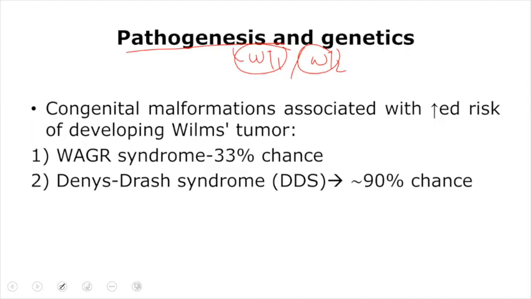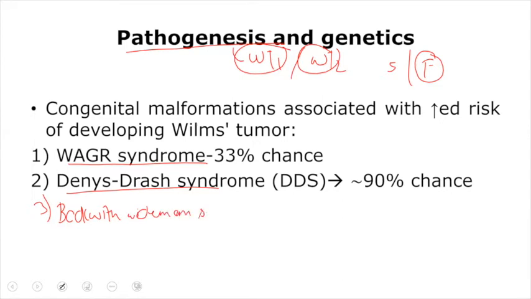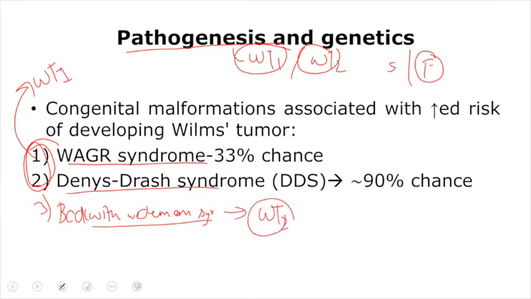So as I said, it can be sporadic or it can be familial. So let us talk about the different familial conditions. One of them is WAGR syndrome. The next one is Denys-Drash syndrome, and the third one, which is not mentioned here, is Beckwith-Wiedemann syndrome. In WAGR syndrome and in Denys-Drash syndrome, we associate mutation in the WT1 gene, whereas in Beckwith-Wiedemann syndrome, we associate mutation in the WT2 gene. Right? So let us discuss WAGR syndrome first, and then we'll discuss the other syndromes as well.